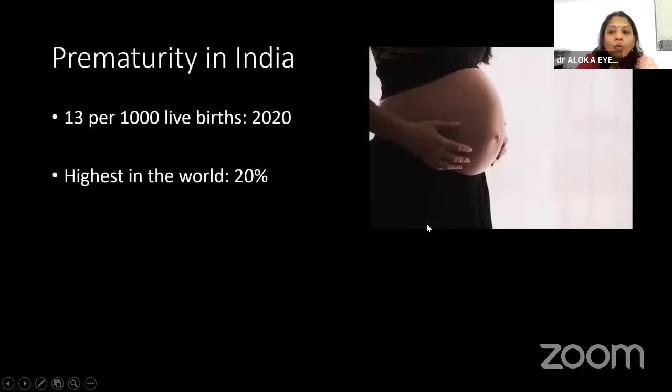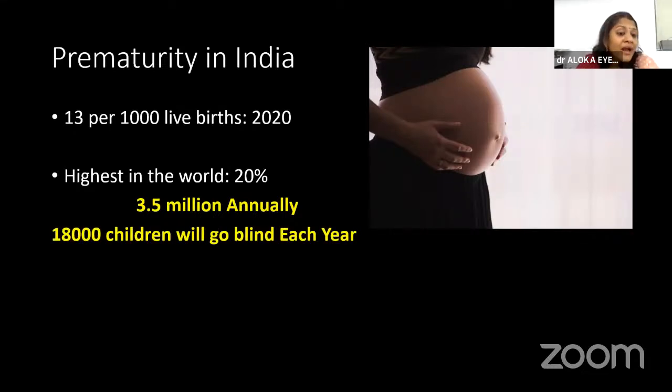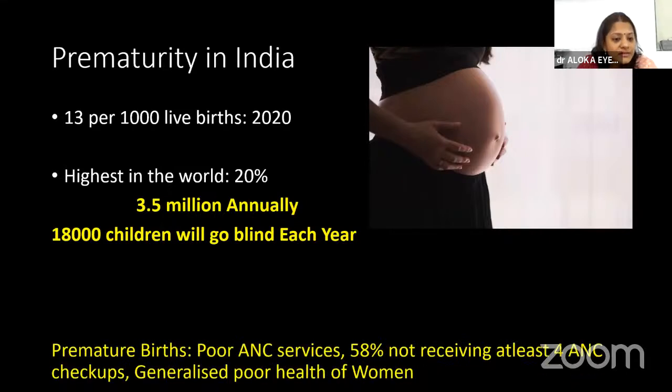So, where are we standing now? Prematurity is almost 13 per 1,000 live births, according to statistics. India stands the highest in the world. 20% of the total premature babies are born in our country. We have almost 3.5 million born annually, and unfortunately, 18,000 children all over the world go blind each year with this blinding disease.